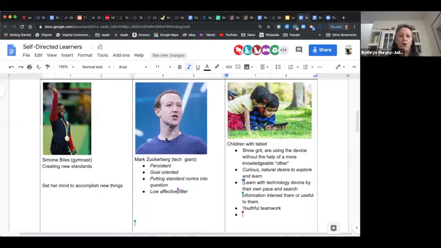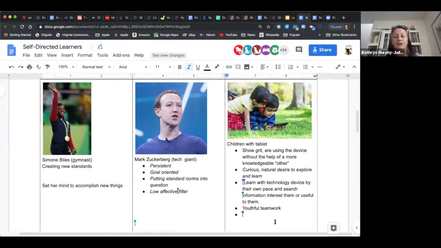Mark Zuckerberg, yeah, persistence, goal-oriented. He's someone who never finished college. He started at Harvard and was working on what eventually became Facebook, and realized that he could self-direct his work and achieve what he needed and wanted outside of a classroom, outside of normative education. And he definitely has, and continues, to put given norms into question.